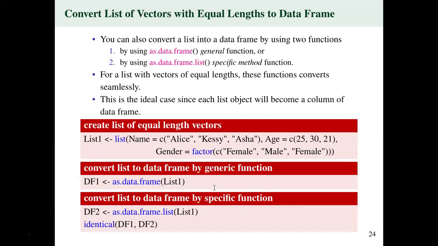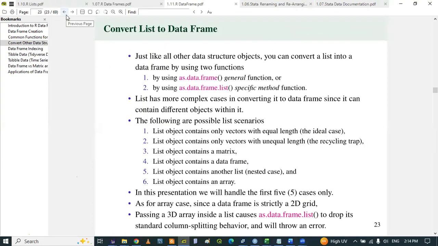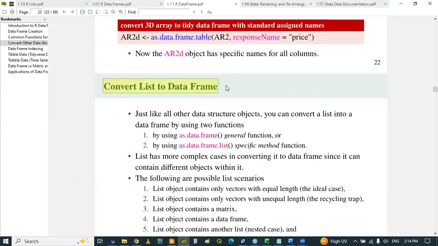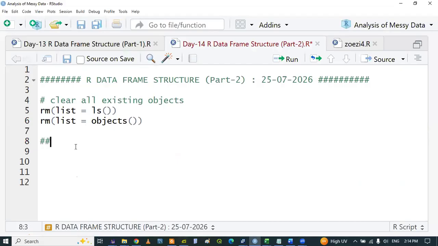Number one here, most of the time, because we know what we are doing now, this is just a repetition. I'm going to create a list of vectors of equal length. So I'll start with this: convert list to data frame.